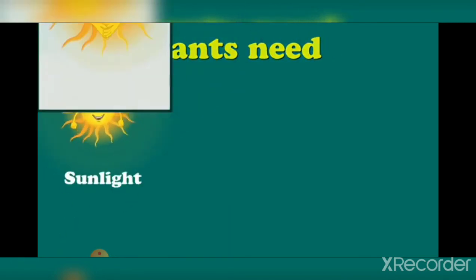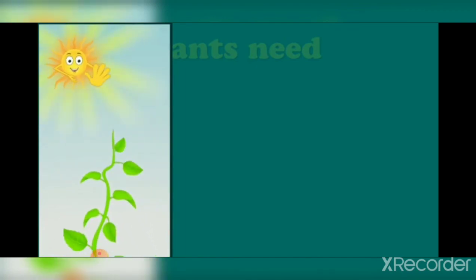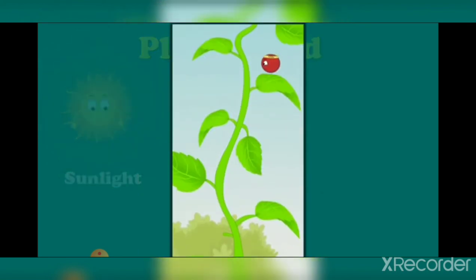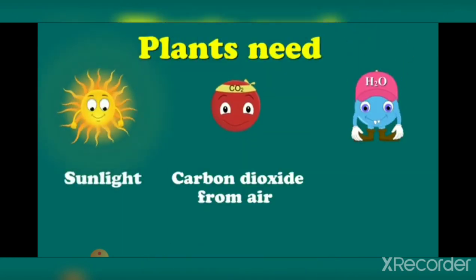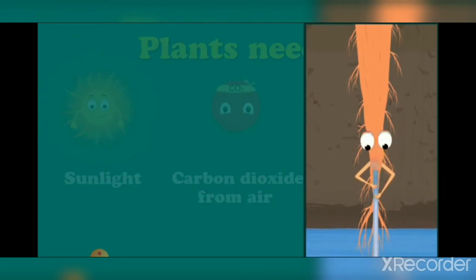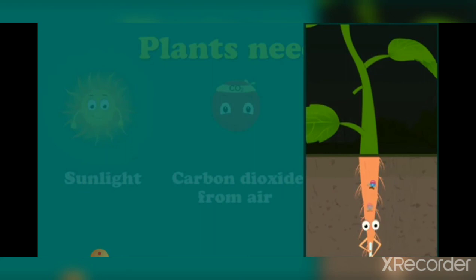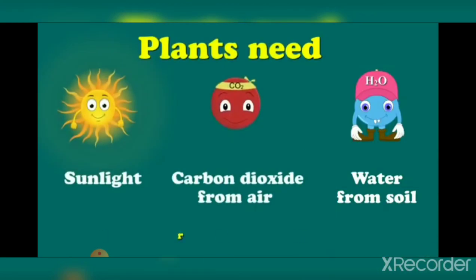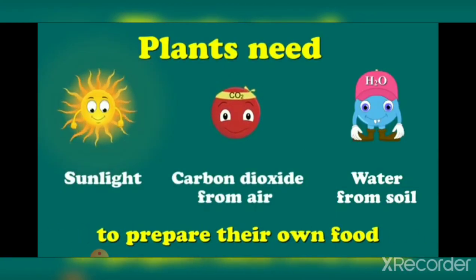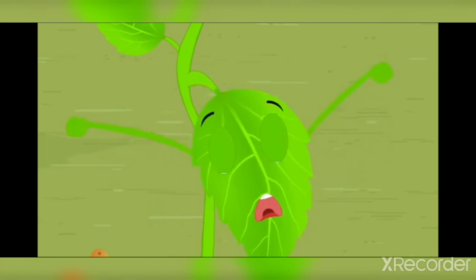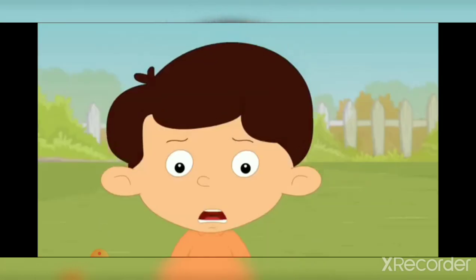So now we learn that plants need sunlight and air. Plants take carbon dioxide from the air and need water from the soil. You can see here how the plant takes water. The underground part is the root and the on-ground part is the stem. We all know that. So here is the leaf. Now let's see what the leaf is doing.